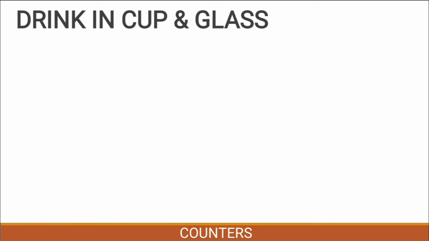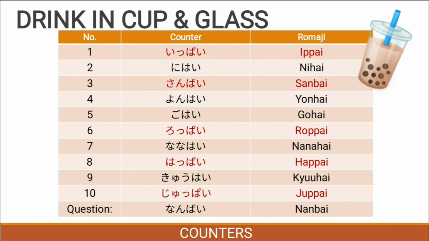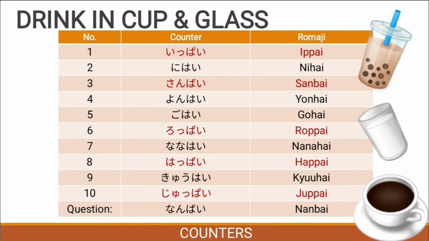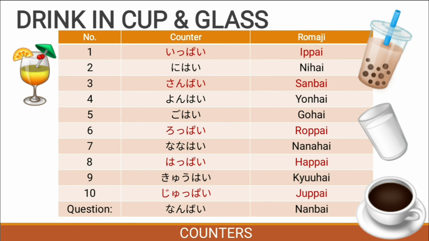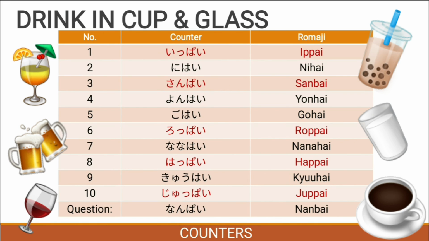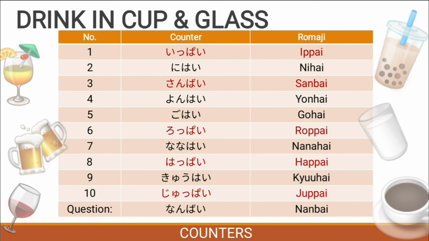Okay, next. We have a drink in a cup or glass. So, meron tayong 1, 2, 3, 4, 5 na special. So, almost kalahati. Okay. So, 1 is ippai, 2 is nihai, 3 is sanbai, 4 is yonhai, 5 is gohai, 6 is roppai, 7 is nanahai, 8 is happai, 9 is kyuhai, 10 is juppai. And interrogative natin is nanbai.